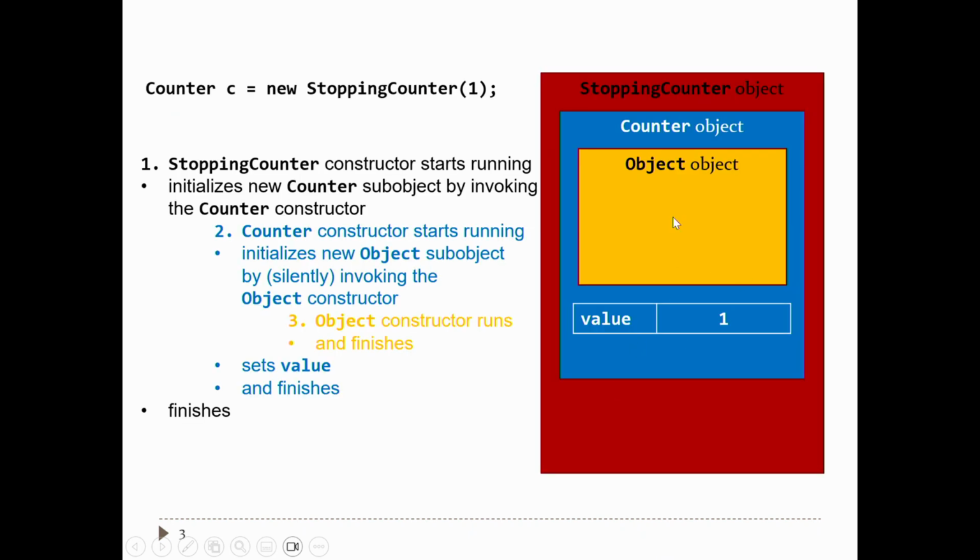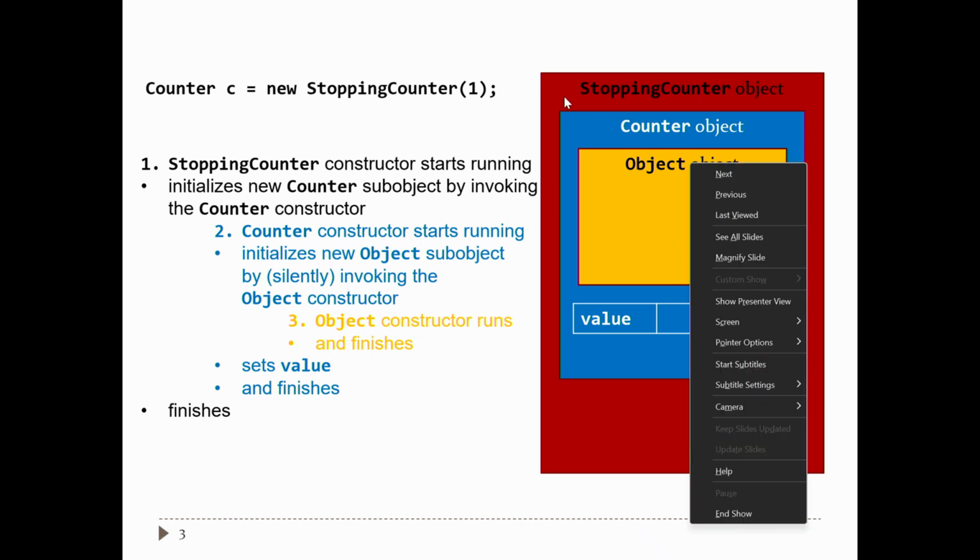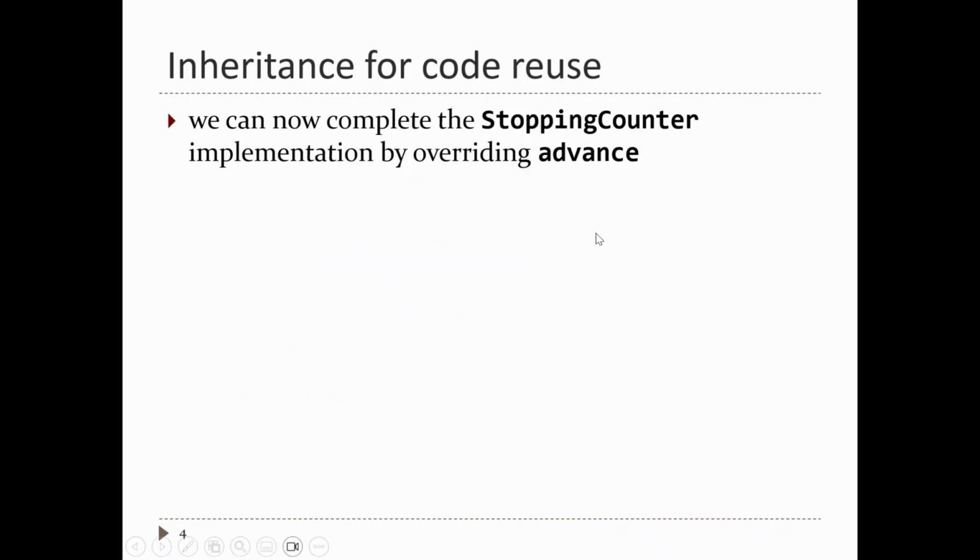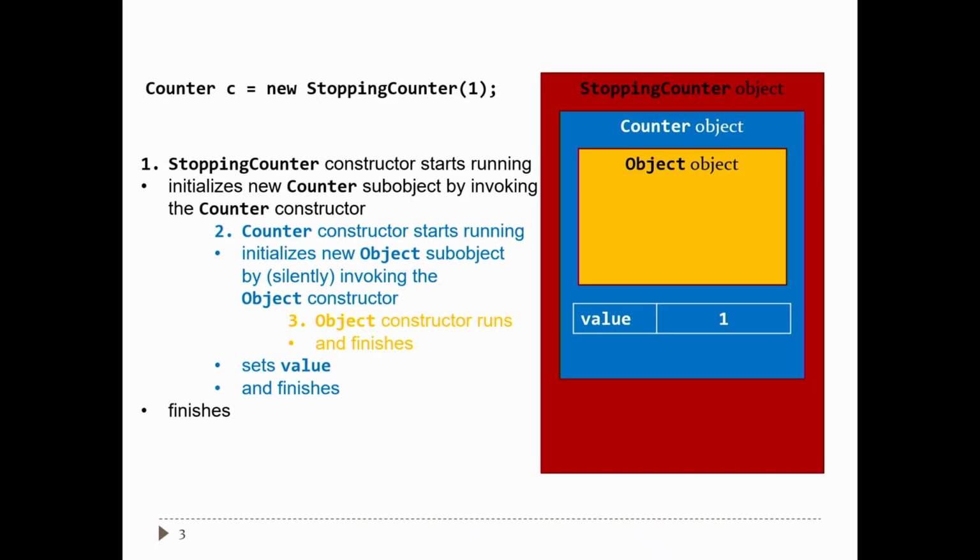And so in order to build the objects from the inside out, you need to call the superclass constructor on the first line of all your constructors. That's the only way that you can construct the objects from the inside out. Okay, any questions there? All right.